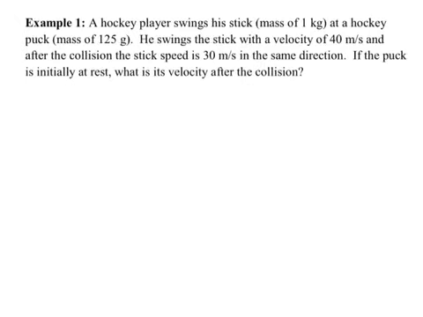Example 1. A hockey player swings his hockey stick with a mass of 1 kilogram at a hockey puck that has a mass of 125 grams. He swings the stick with a velocity of 40 meters per second, and after the collision, the stick speed is 30 meters per second, but in the same direction still. If the puck was initially at rest, what is its velocity after the collision?